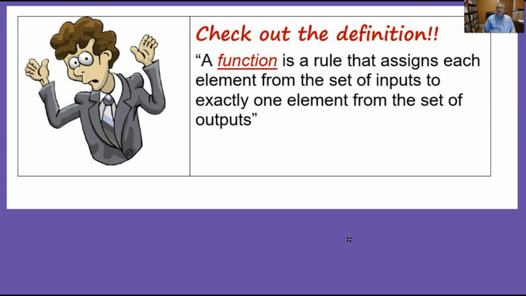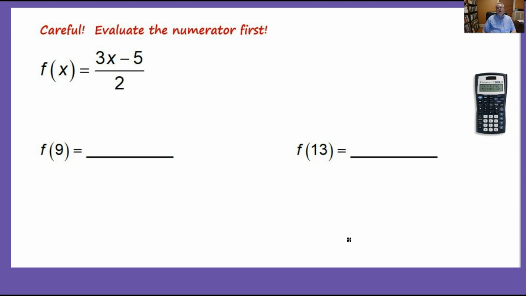As I said, number machines are an example of functions. A function is a rule that assigns each element from the set of inputs to exactly one element from the set of outputs. I'm going to be hearing this a lot, and as we go on, I want you to really understand this definition thoroughly. Often functions are provided by algebraic rules. When I'm looking at this right here, f of 9, it wants us to calculate the output of the function when the input is 9.